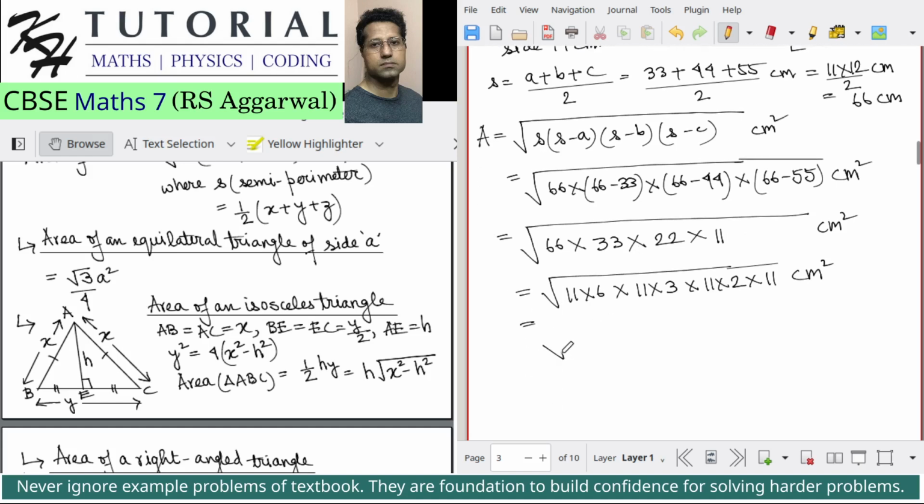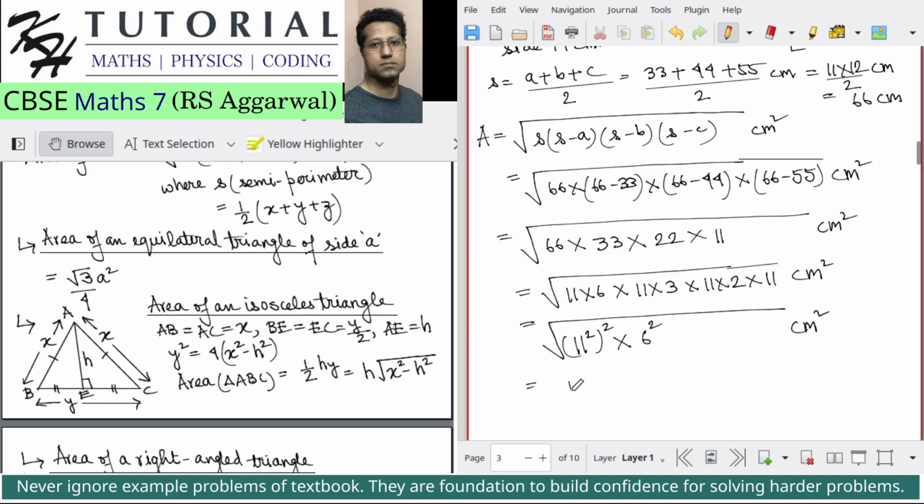So let's form squares of the numbers inside the square root. 11 is how many times? 1, 2, 3, 4. So 11 is 4 times, so this will be 11 square, and then again whole square. Square of 11 square multiplied by, okay, so we have 6 multiplied by 3 multiplied by 2, which is 36. So 6 square, so this much centimeter square.